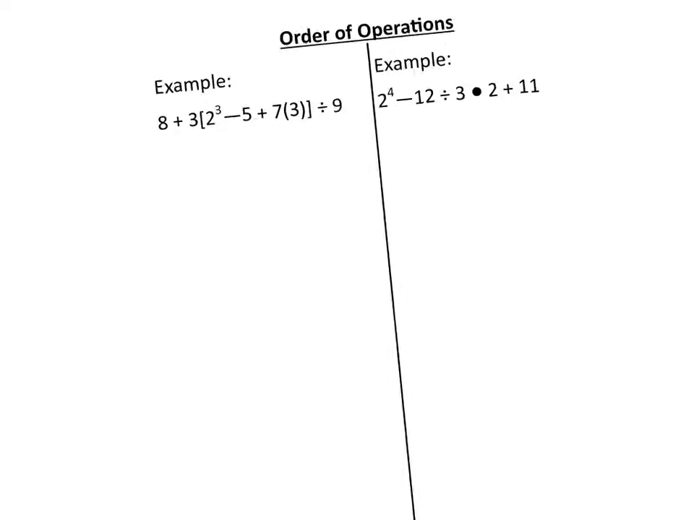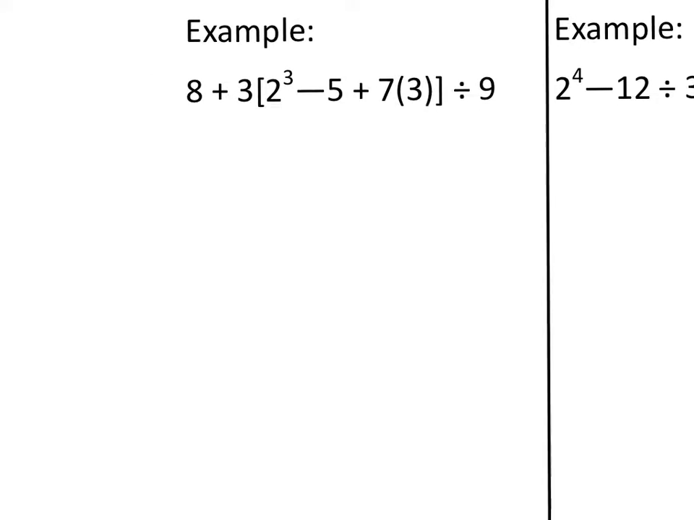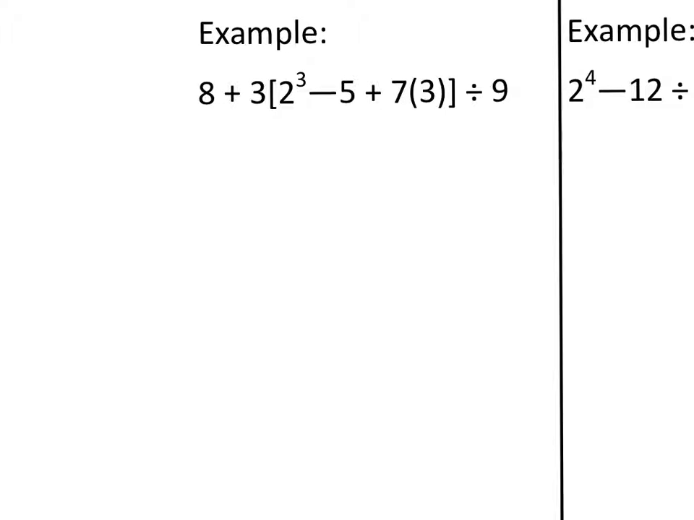The first example says 8 plus 3 bracket 2 cubed minus 5 plus 7 parentheses 3 parentheses bracket divided by 9. So order of operations states we have to go to our grouping symbols first, which means we're going to focus on the brackets. Now, when we look at the brackets, we have to go through and apply order of operations. So the first thing we do within the brackets is the grouping symbols. In that grouping symbol, you're going to notice that there's a set of parentheses. So in the parentheses is the 3. That's all there is. So within the grouping symbol, there is nothing to do.